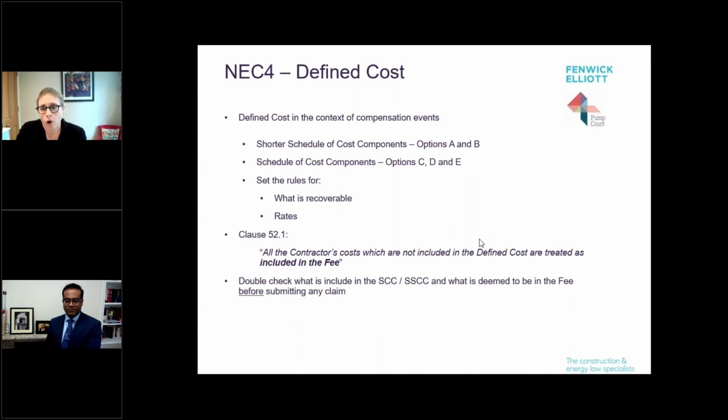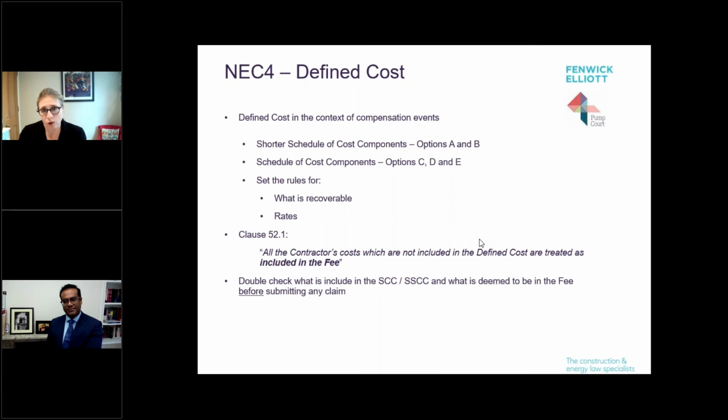So defined costs in the NEC, just to flag, there are very strict rules under the NEC about how you value your costs, including prolongation costs, and they need to be followed. You've got the SSCC and the SCCC, and I've set out there which options they apply to. They set the rules for what is recoverable and the rates. And clause 52.1: the costs that aren't included in that defined cost are treated as included in the fee.